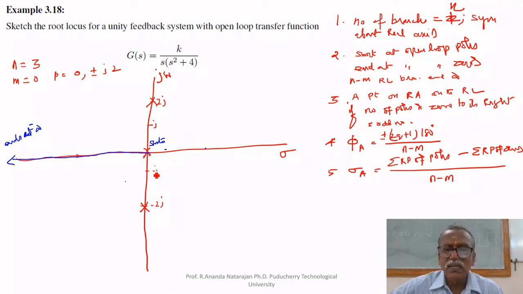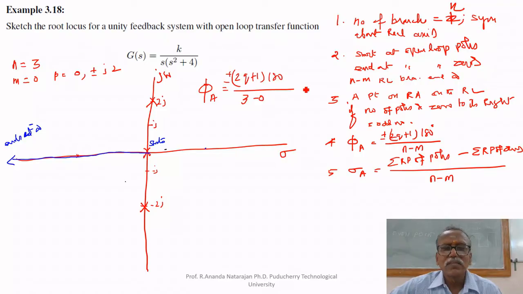Then, what is phi A? Phi A equal to (2q plus 1) multiplied by 180 divided by (n minus m), where n equals 3 and m equals 0. Q equal to 0, 1, 2, up to 2 only, because there are only 3 root locus branches, so only 3 angles we have to find. When q equal to 0, 180 divided by 3, therefore plus or minus 60.